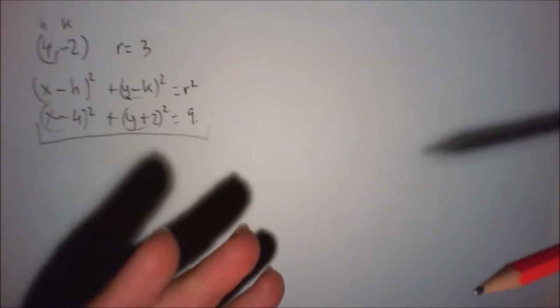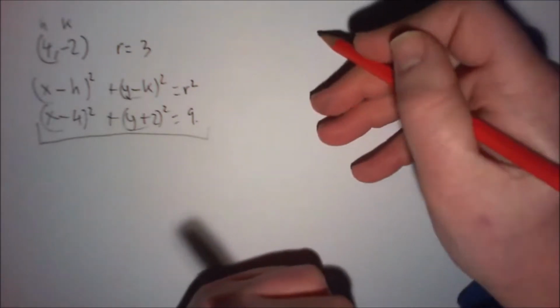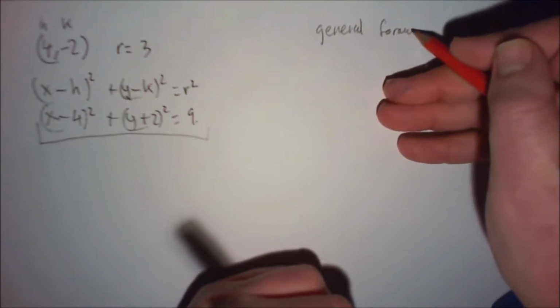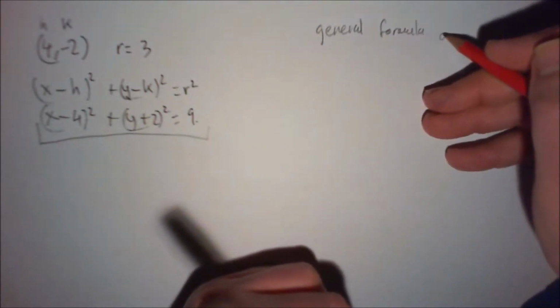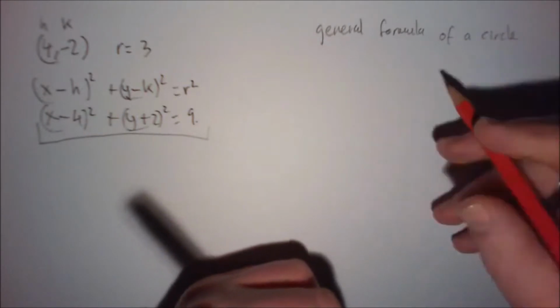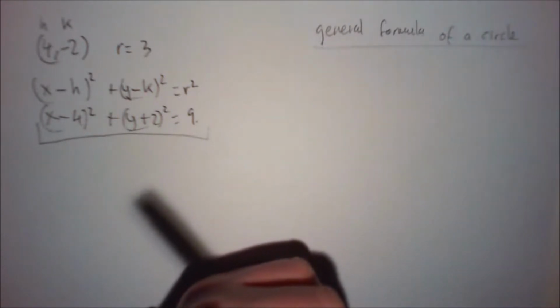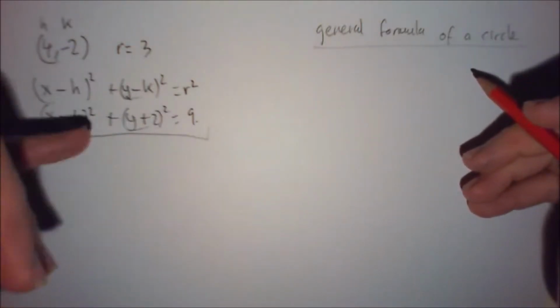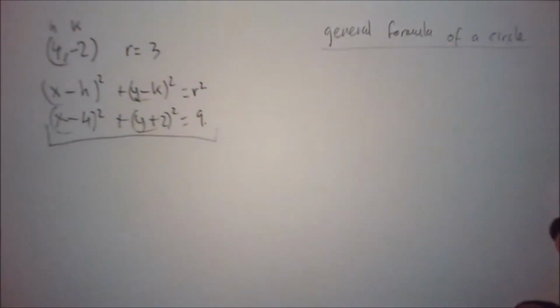Now where does that lead on to? It leads on to something that's called the general formula of a circle. The general formula of a circle is slightly different. So I'm going to write down the general formula, then I'll show you where it comes into play when we're doing it on this side.